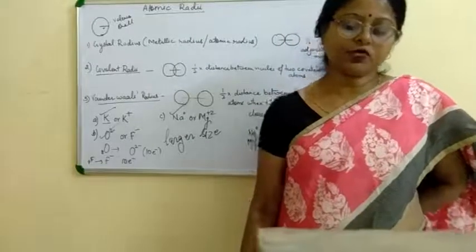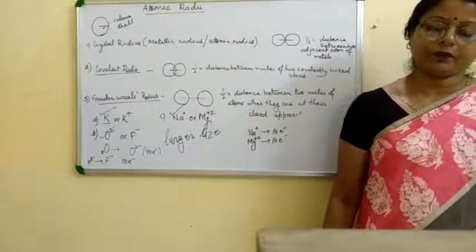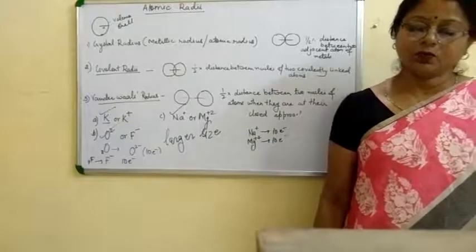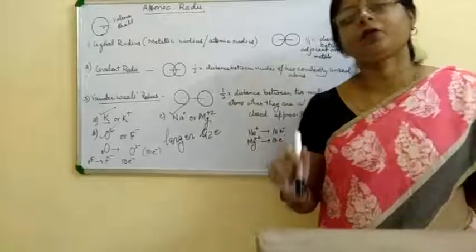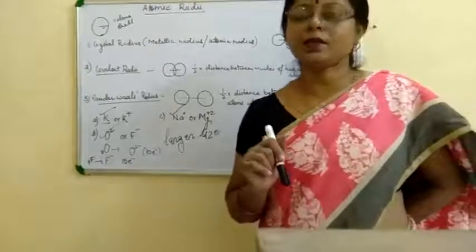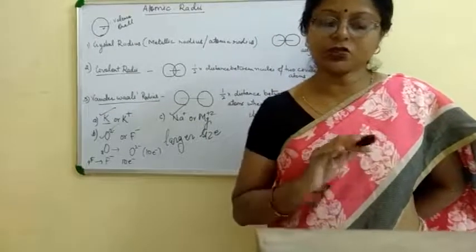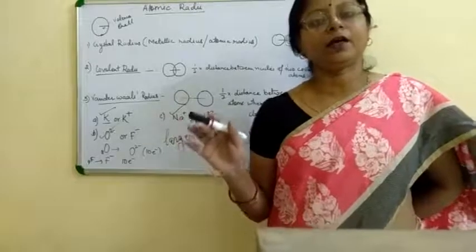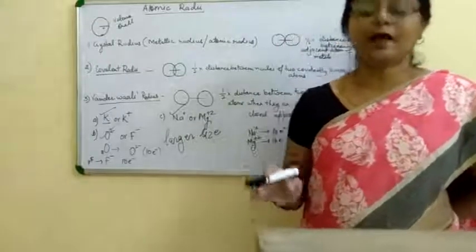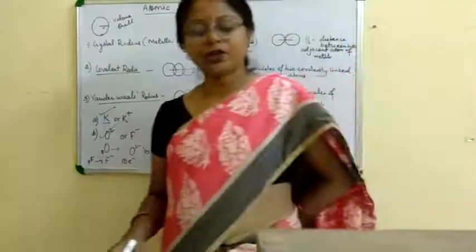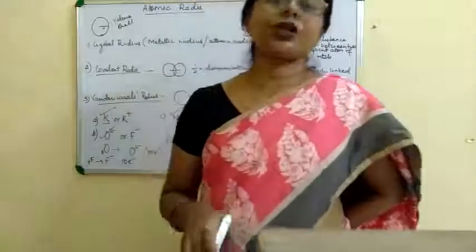Variation in groups: the same group contains the same valence electrons, means similar groups contain similar valency. So there is no change in the valency in a particular group. Now next topic is ionization energy, ionization potential or ionization enthalpy.